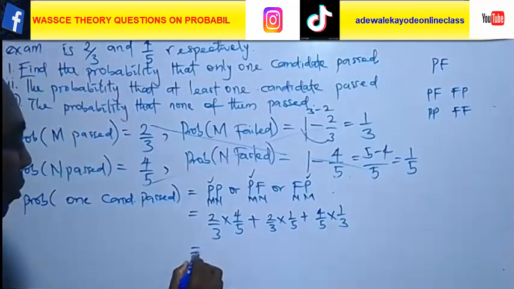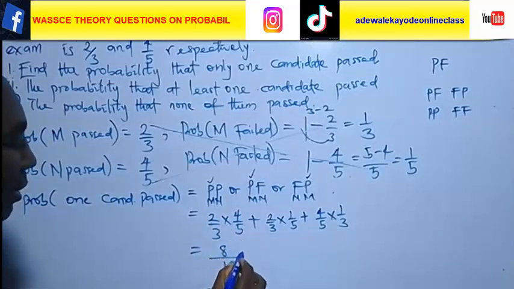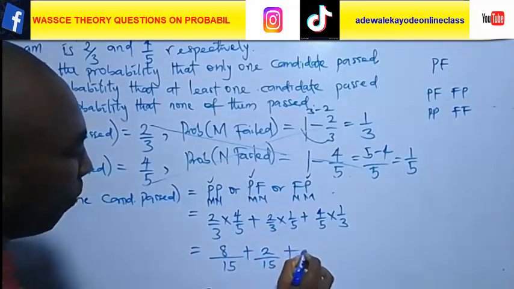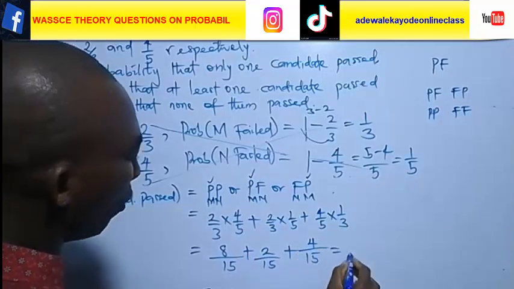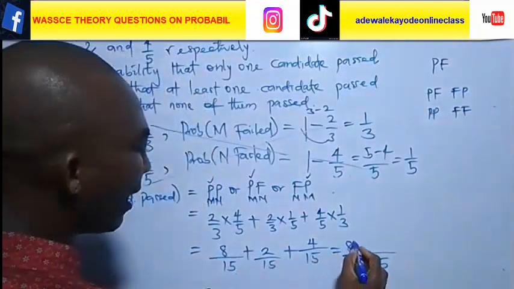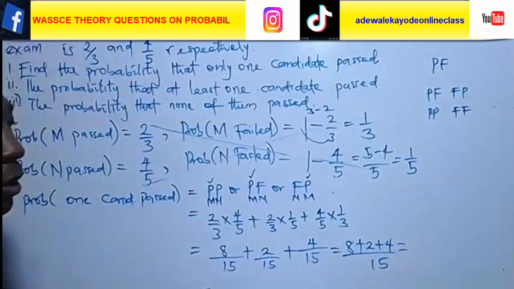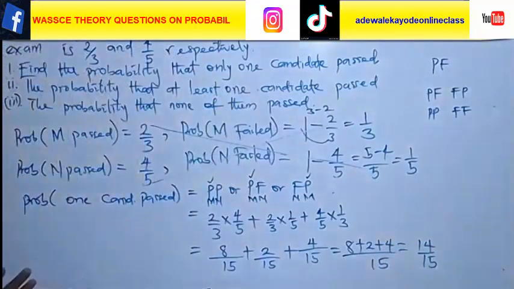So let's clear this out. That becomes 3 times 5, 15. 2 times 4 is 8, plus 2 times 1 is 2, plus 4 times 1 is 4. You are looking for the LCM, that is 15. Then 8 plus 2, 10, plus 4, that is 14 over 15. So the probability that at least one candidate passes will be 14 over 15.